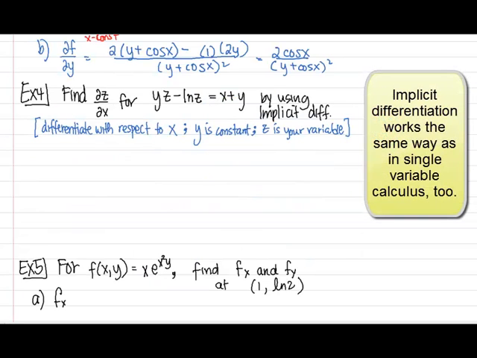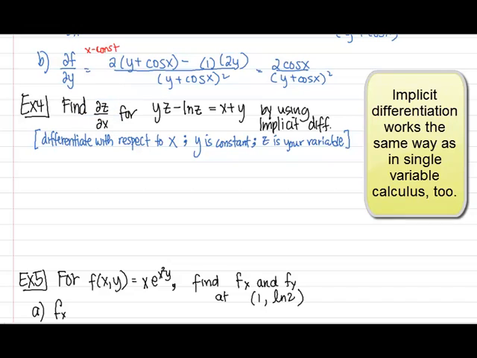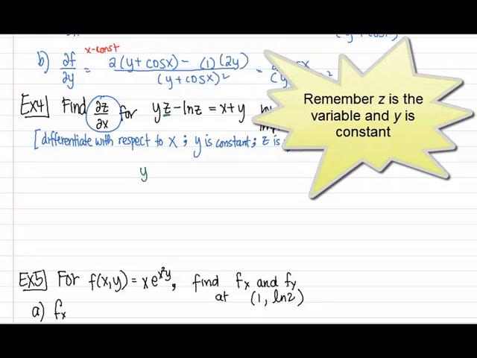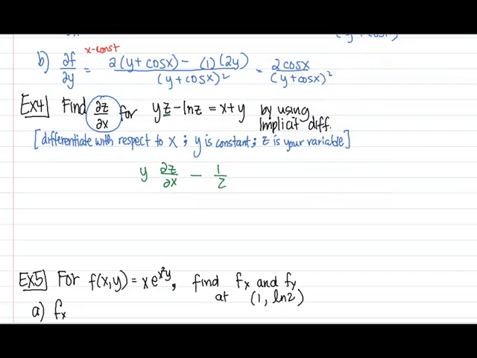I want to find dz/dx. Here I'm just using the notation with z instead of f for my function, still with respect to x, so y is constant and z is our variable. So I've got y times dz/dx minus, now the derivative of a natural log is 1 over z, z is my variable, so I need another dz/dx over here, equals the derivative of x with respect to x, which is 1, and y is constant, so that part of it is a 0.